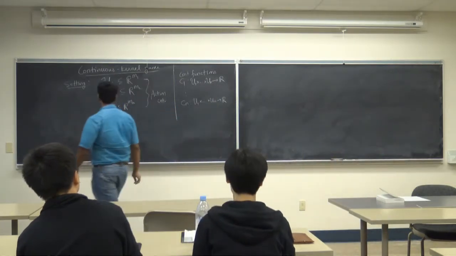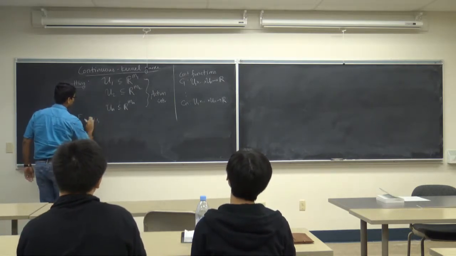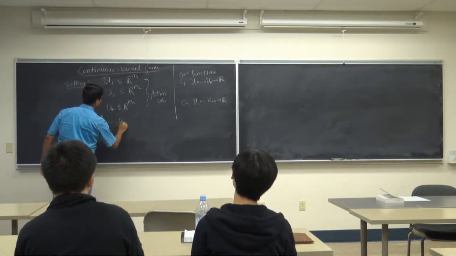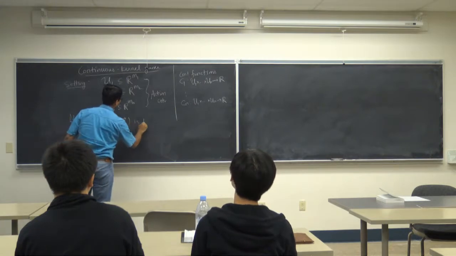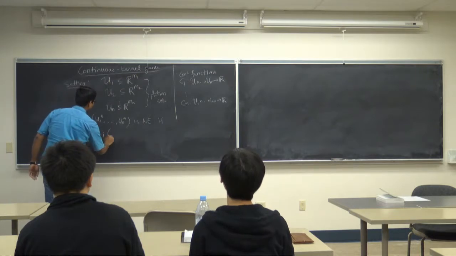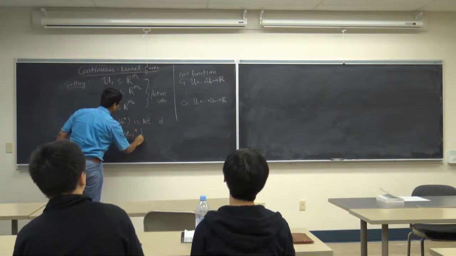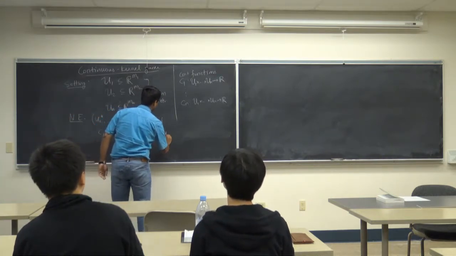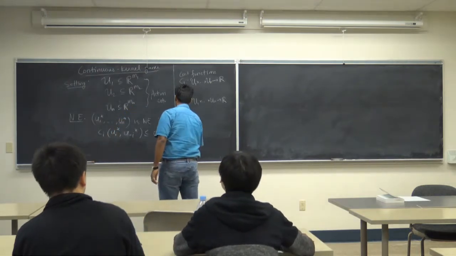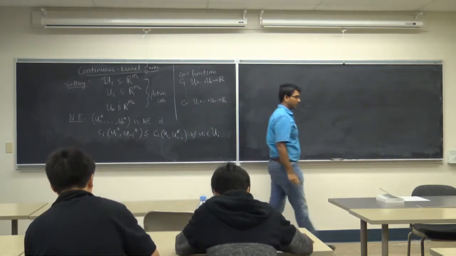Okay, so what is a Nash equilibrium? So (u1*, ..., uN*) is a Nash equilibrium if Ci(ui*, u-i*) is less than or equal to Ci(ui, u-i*) for all ui in Ui. So that was an easy definition.